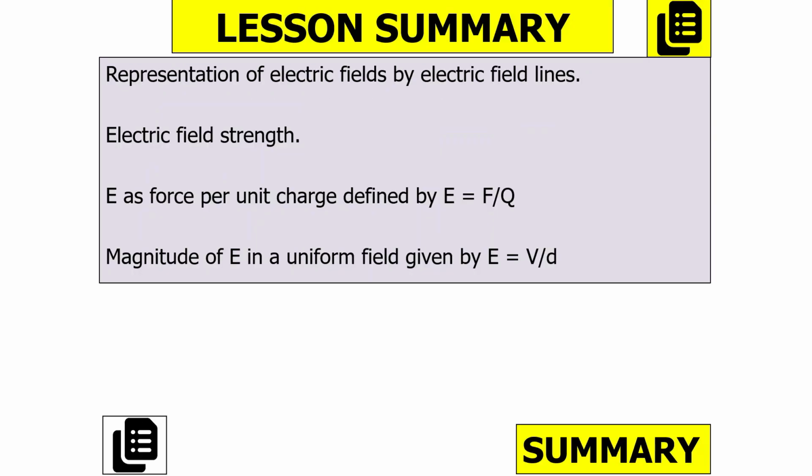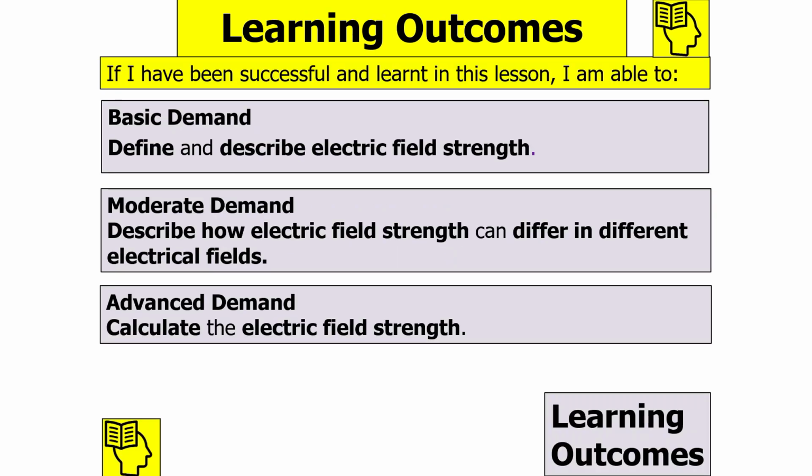So to summarise what we've learnt in today's lesson, we've looked at the representation of electrical fields by electrical field lines, the concept of electrical field strength, E, as a force per unit charge defined by E is equal to F over Q, and that the magnitude of E in a uniform field is given by E is equal to V over d. So if we've been successful in today's lesson, we should be able to define and describe electrical field strength, describe how electrical field strength can differ in different electrical fields, and finally calculate electrical field strength.